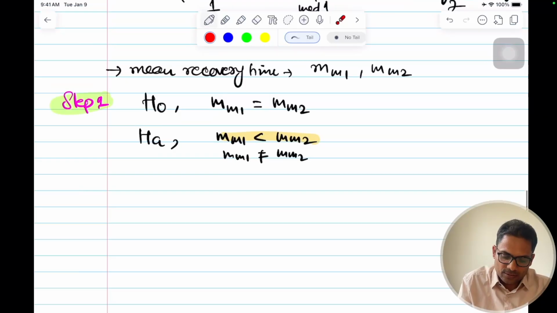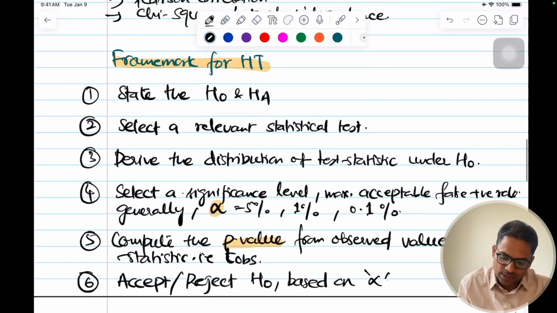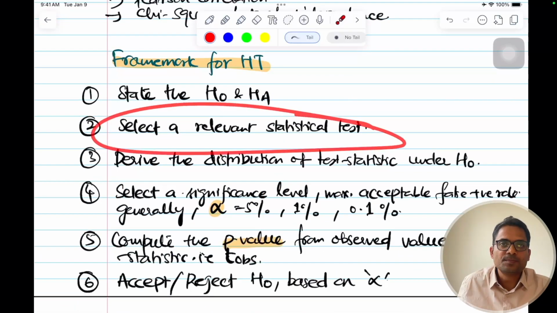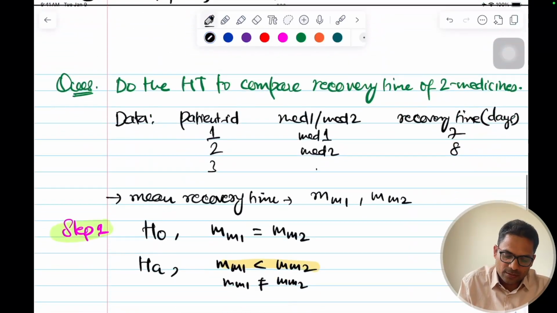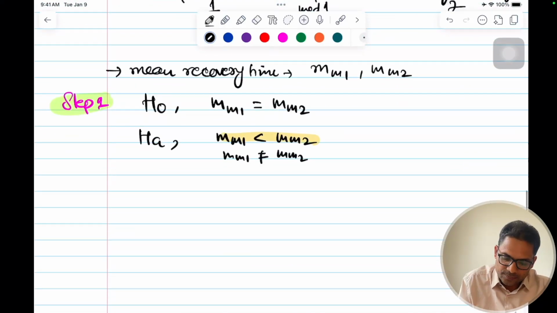And what are the tests? So this is step 1. Step 2, select a relevant statistical test. So what are the choices that we have? Step 2, relevant statistical tests. So I have two options here.